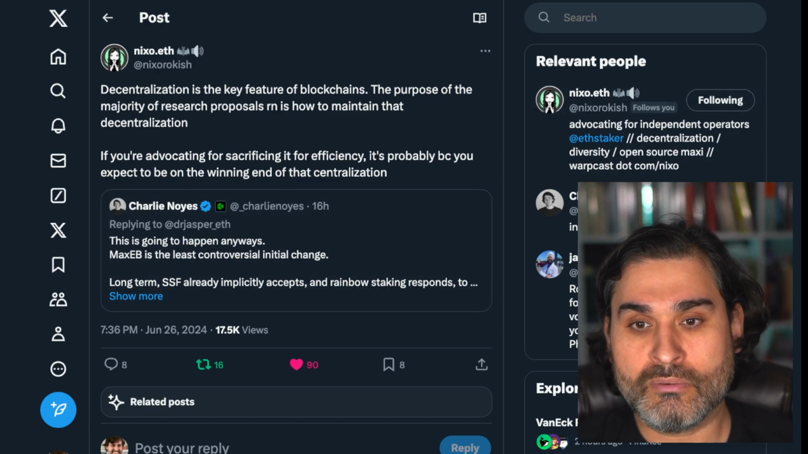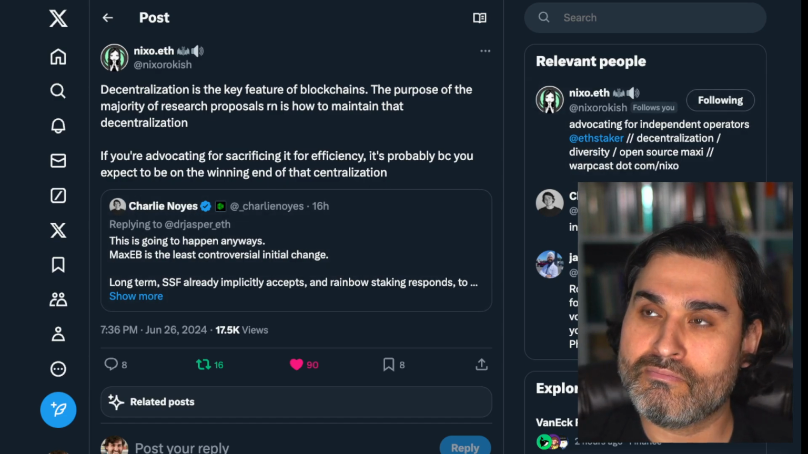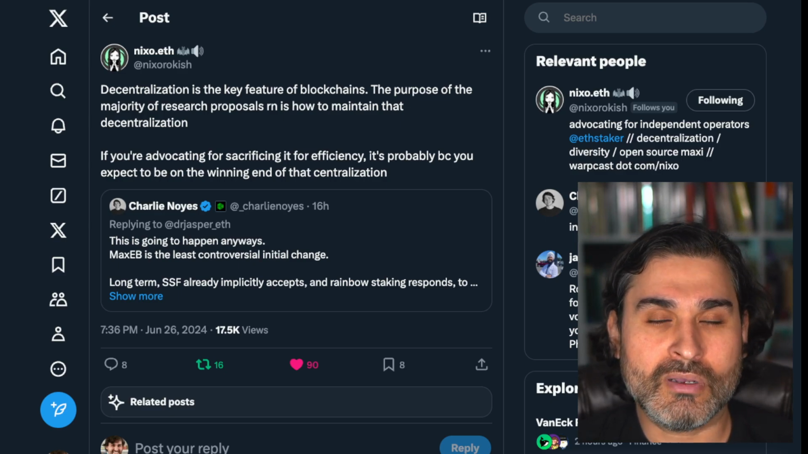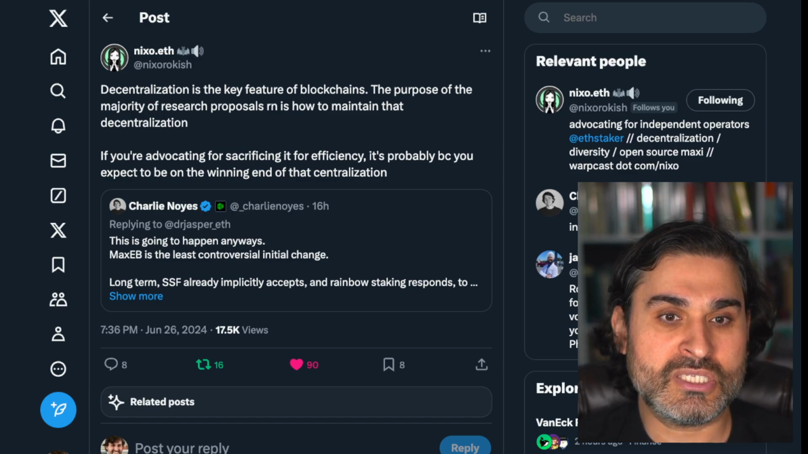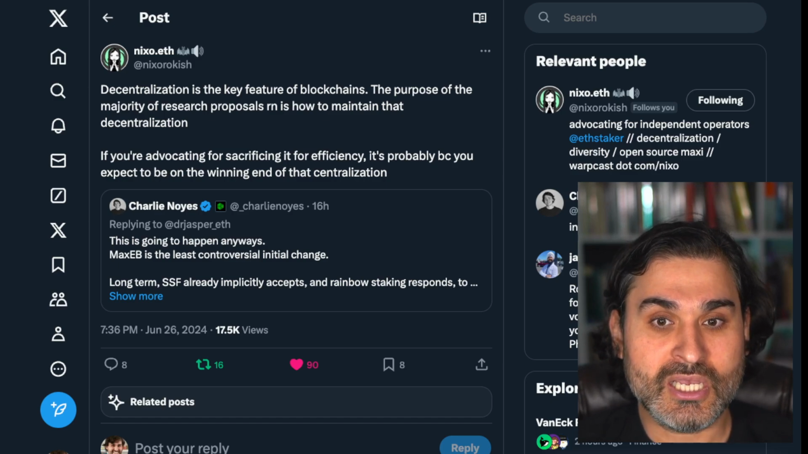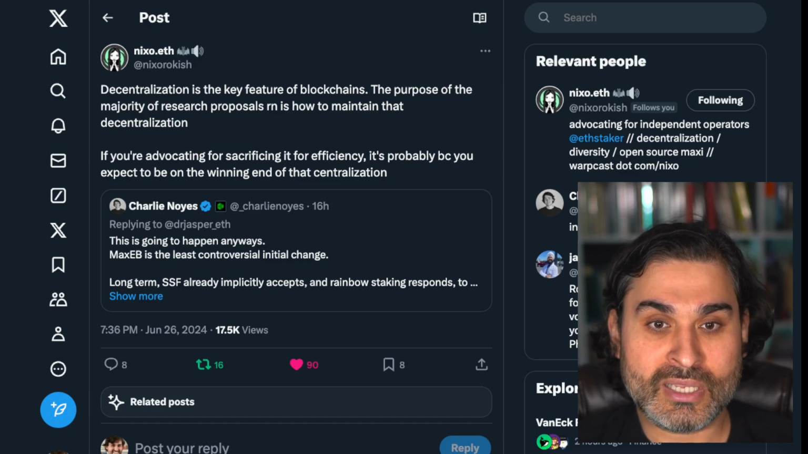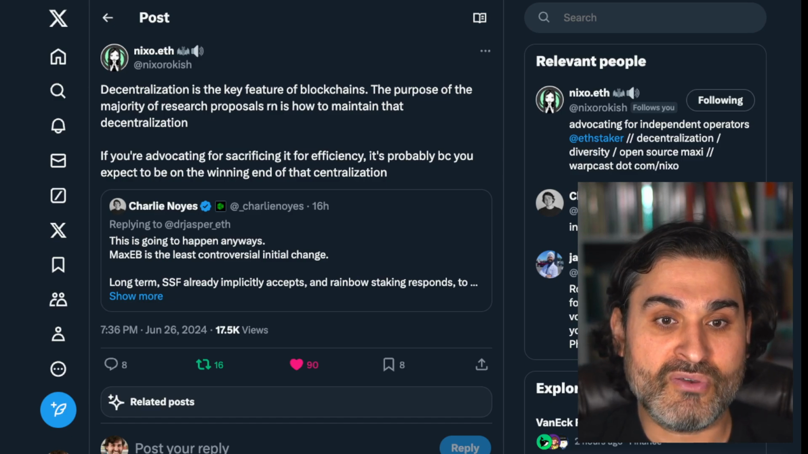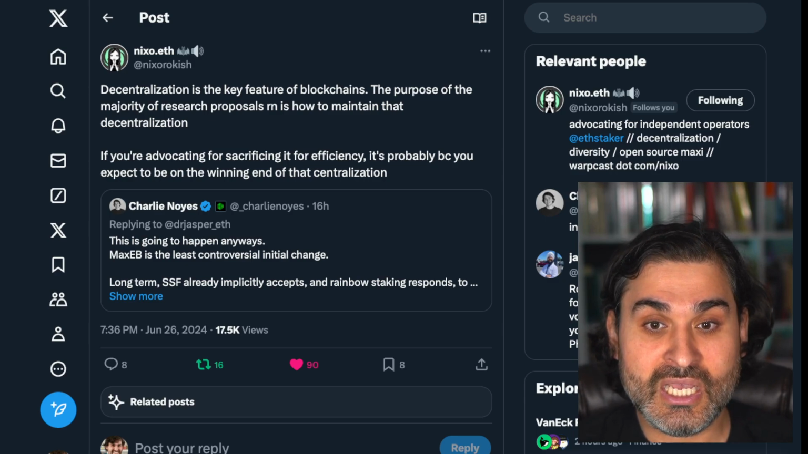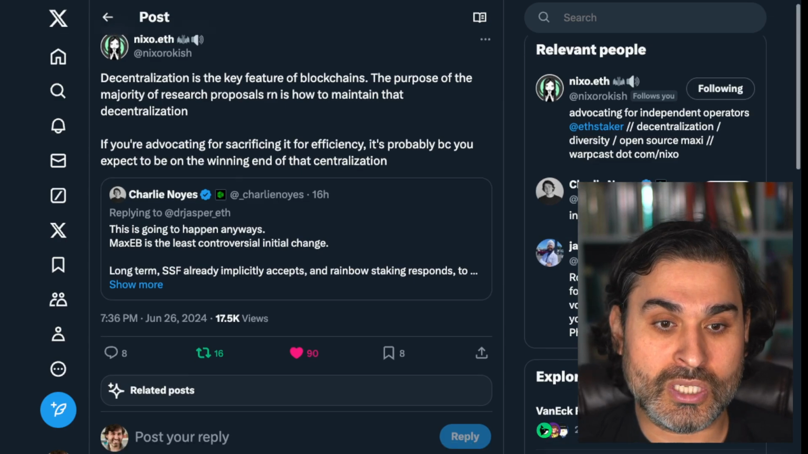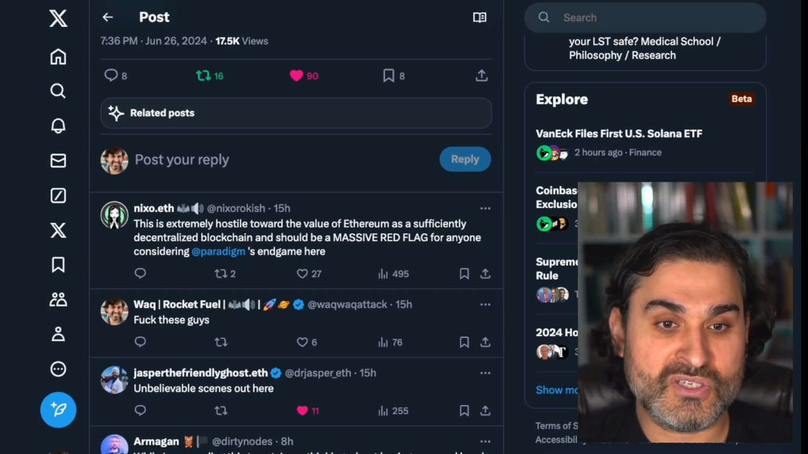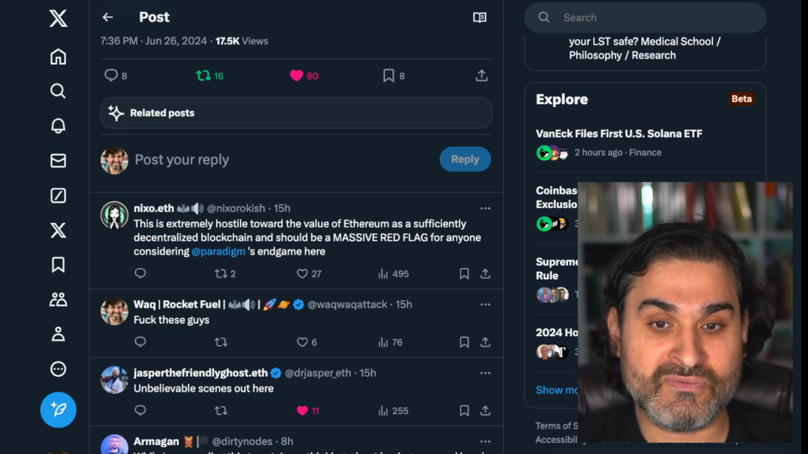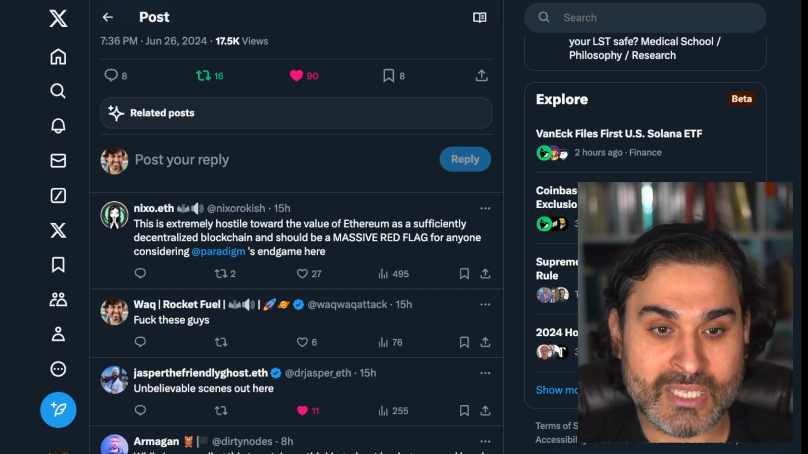She's the managing person, she does all the management of ETH Staker, basically, for those of you who don't know. And it says decentralization is the key feature of blockchains. The purpose of the majority of research proposals right now is to maintain that decentralization. If you're advocating for sacrificing it for efficiency, that's probably because you expect to be on the winning end of that centralization, which of course is totally accurate. Nixo says this is extremely hostile towards the value of Ethereum as a sufficiently decentralized blockchain, and should be a massive red flag for anyone considering Paradigm's endgame here.